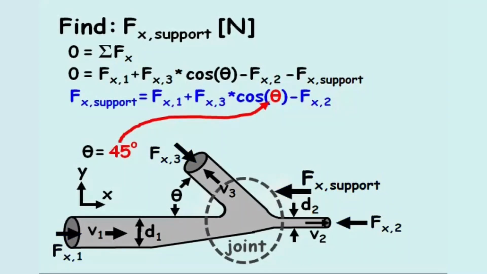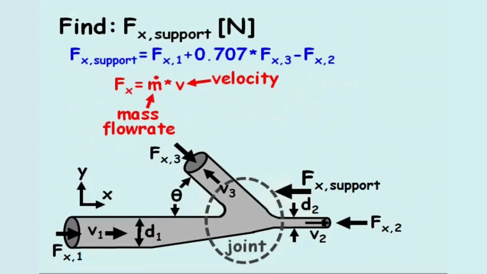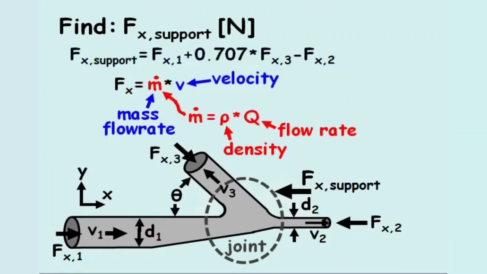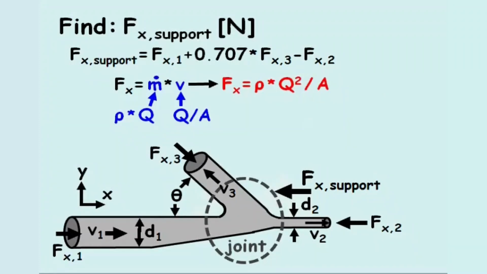After plugging in theta, we can define the hydrodynamic force as the mass flow rate, m dot, times the velocity through the pipe, v. The mass flow rate equals the density of the fluid, rho, times the flow rate, q. And the velocity equals the flow rate, q, divided by the flow area, a. Now our revised equation for force is rho q squared over a.